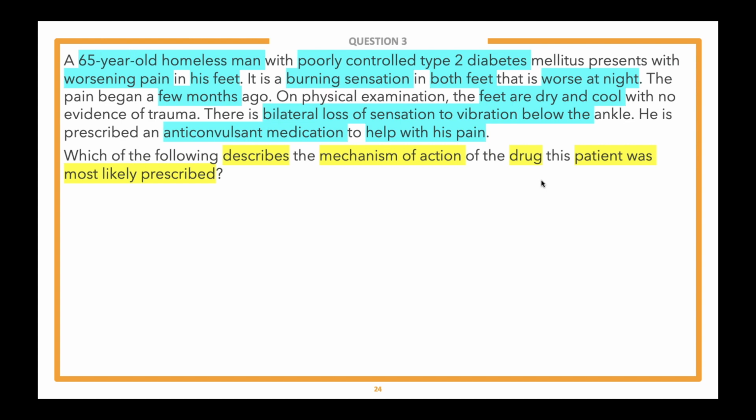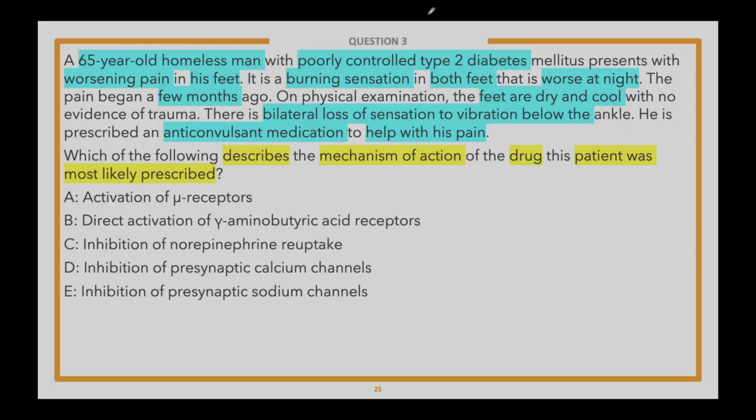Let's take a look at those answer choices and see what we're working with here. Once again, we've got 5 answer choices, and we're going to start at the bottom and work our way up to the top. Answer choice E, inhibition of presynaptic sodium channels. D, inhibition of presynaptic calcium channels. C, inhibition of norepinephrine reuptake. B, direct activation of gamma aminobutyric acid receptors. And A, activation of mu receptors.